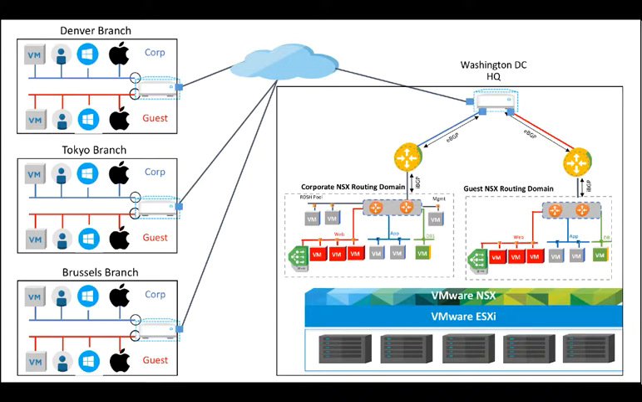In this demo, you'll see a couple of users, starting with Ellen, who's a visitor in the Tokyo hospital. Then we also have Bob, who's a doctor in the Brussels office. And finally, we have Jane, who works with the IT department from the Denver branch office.